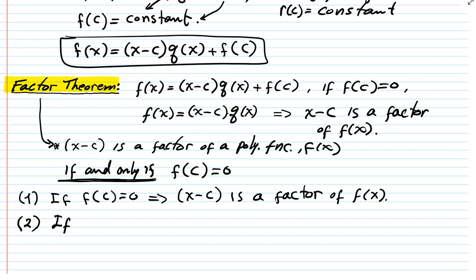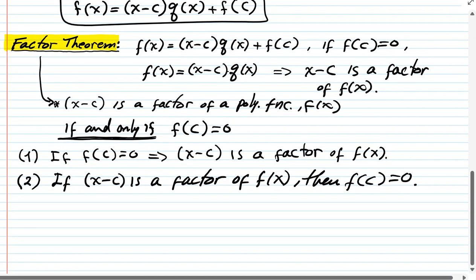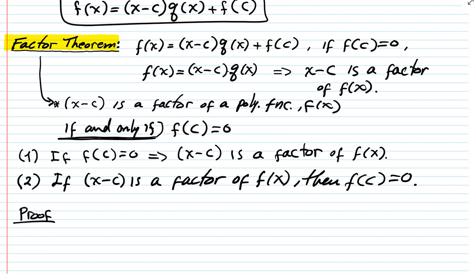If x minus c is a factor of f of x, then f at c must be 0. Okay. Now again, for the proof, I just rewrote the if and only if statement of the theorem as two statements.